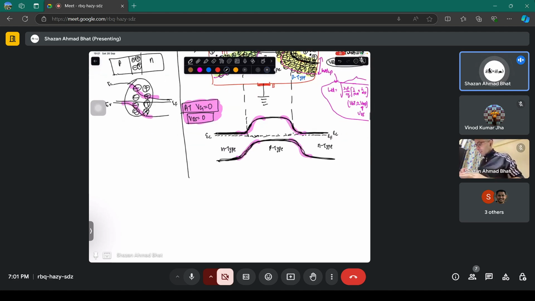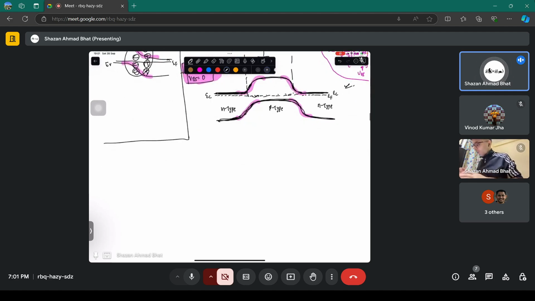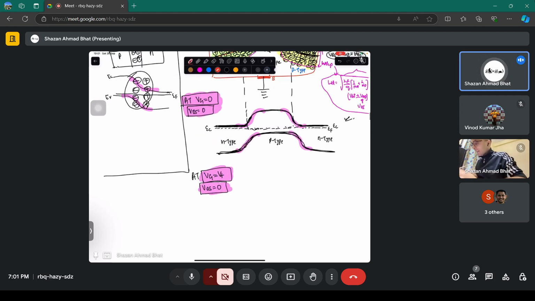So let's talk about the band diagram now. This is the band diagram at zero gate voltage. So what happens when you apply the gate voltage equal to the threshold voltage, but still VDS is equal to zero? You are not applying any drain voltage yet. Just gate voltage equal to threshold voltage and drain voltage still zero. When you apply the gate voltage, at this particular end you're connecting a positive terminal, the gate terminal, greater than the threshold voltage.